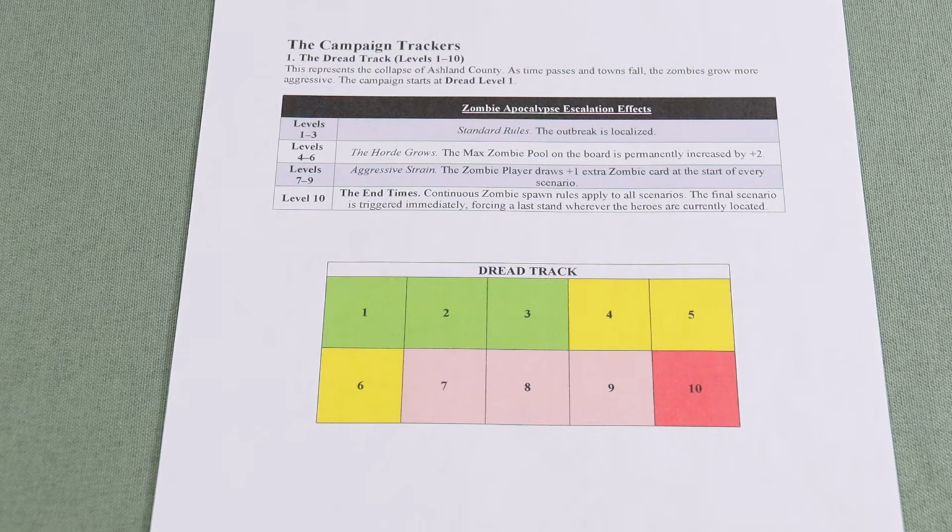It's a standard rules. But once we reach 4, 5, and 6, the horde is going to grow. Maximum zombie pool on the board is permanently increased by 2. So instead of having 14 zombies in the pool, we would have 16. Then once it reaches levels 7 through 9, the zombie player will draw an extra zombie card at the start of every scenario. So instead of drawing 3 cards like we have in our solitaire rules, for the first turn they would draw 4. It gives them a slight advantage. And then finally, of course, level 10 is the end times, and that will lose us the game.